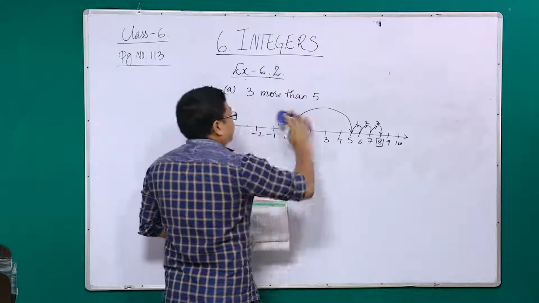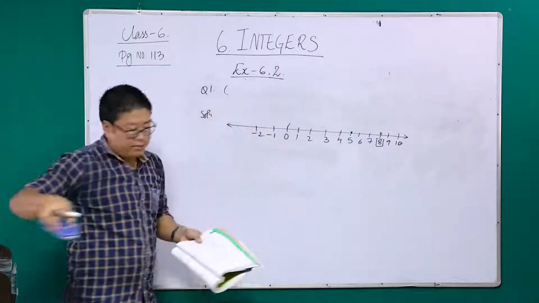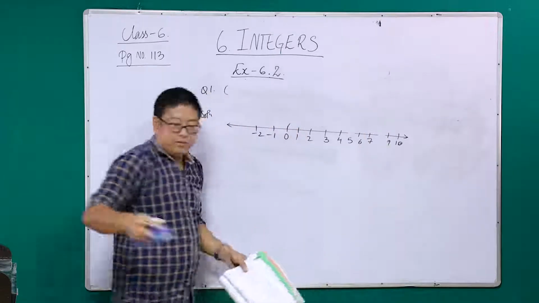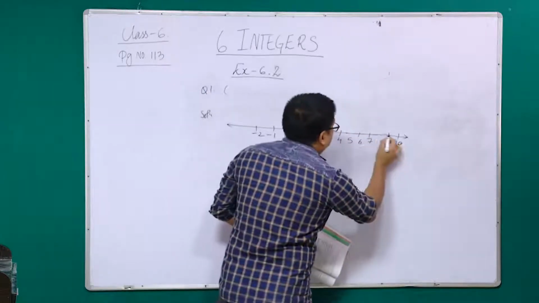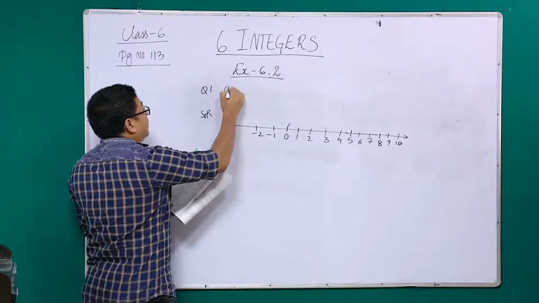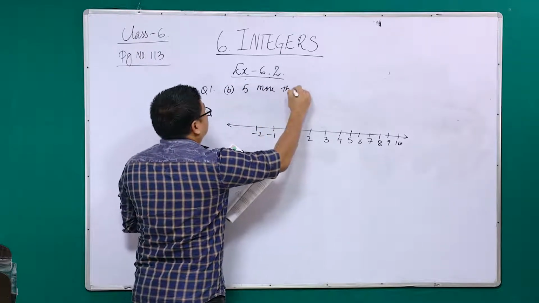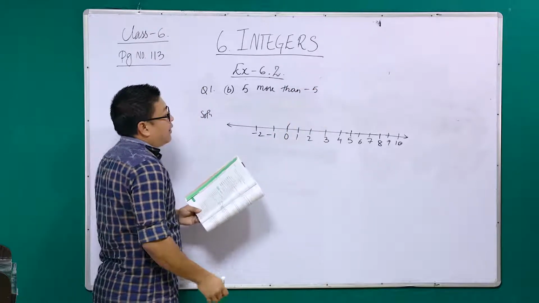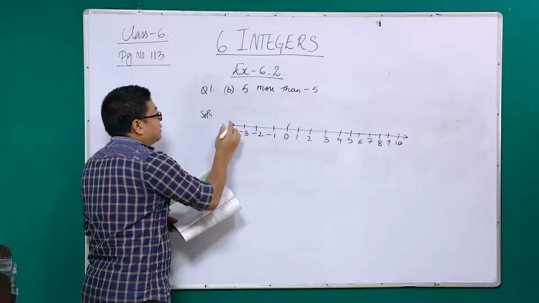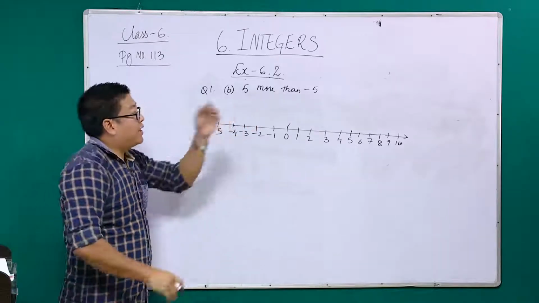Let's look at the second part of the question. We will do this on the same number line. All right, this is 5, this is 8. Now, let's look at the next question, B. 5 more than minus 5. 5 more than minus 5. So we will need minus 5. We'll make some adjustments here. Minus 5.